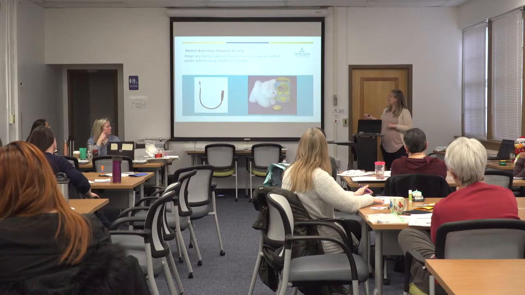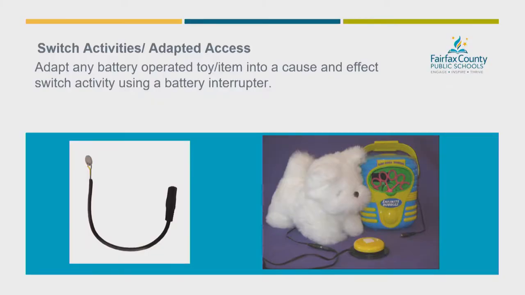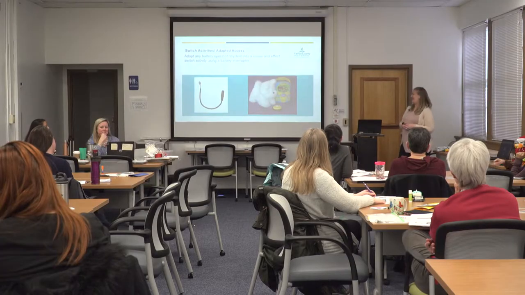Also on this slide, you'll see that they've shown a bubble machine, so that's a fun one to adapt as well. Some other fun ways to adapt toys, I don't know if you're familiar with the Go Fish game where the fish spin and you use your pole. You can adapt that so that someone has to hold down the button for the fish to spin. So then you're including your friends who have physical disabilities who might not be able to use the actual fishing pole, but they can be in charge of making the fish go around. So there's no limit to how you can use your battery interrupters. You just have to get creative with that.